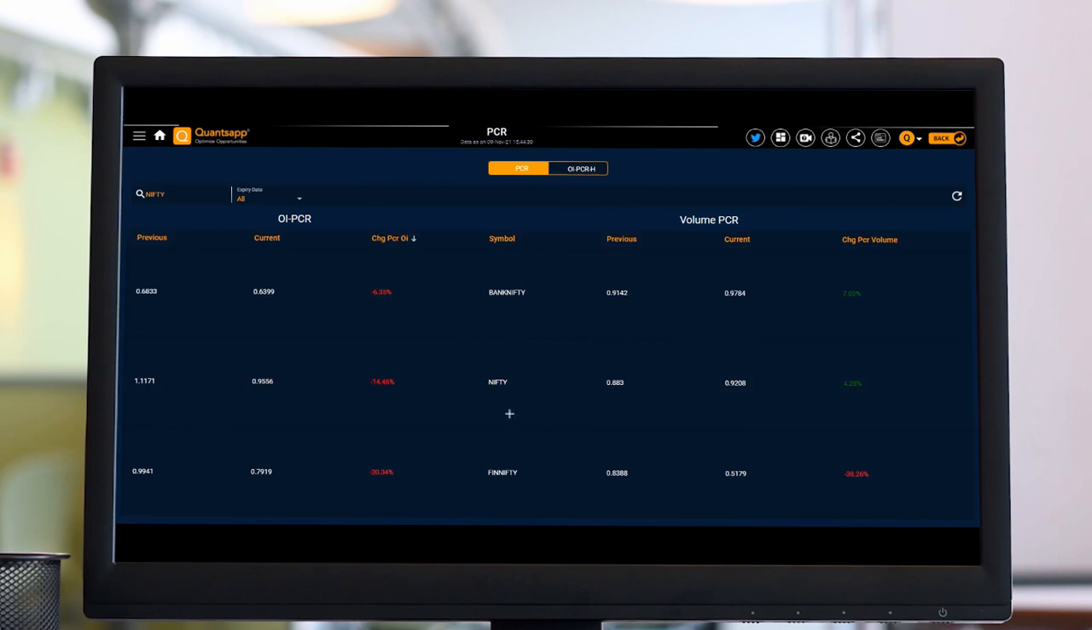The higher the PCR, the more the support is; the lower the PCR, the less the support is. Now let's understand when the PCR will go positive. Let's take an example. Say there is a particular instrument where the put open interest is 1.8 crore and the call open interest is 1 crore. My put call ratio becomes 1.8.